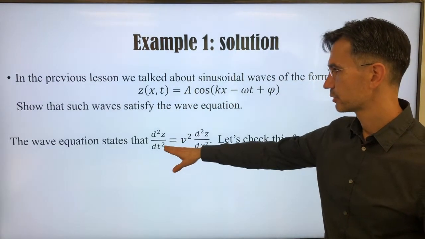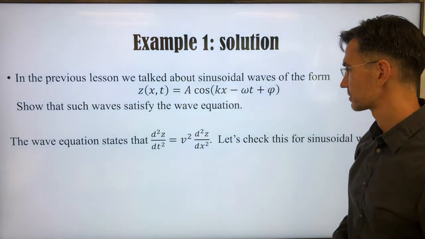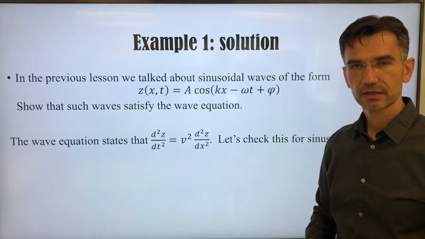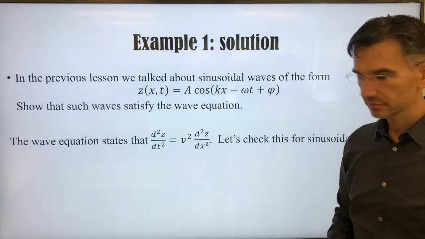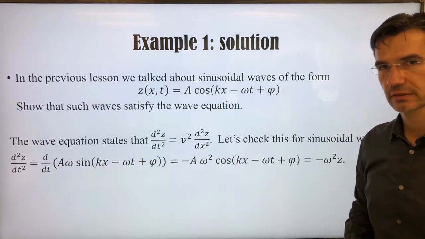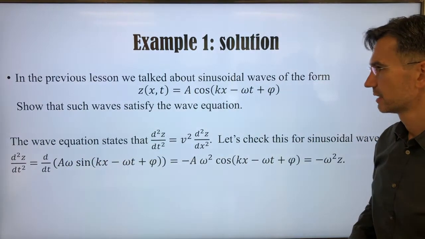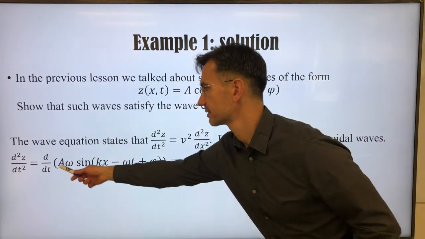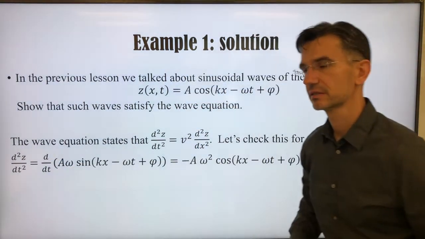This was our wave equation from the previous slide. So let's just put in the derivatives, calculate them, and check. We do the second derivative of z with respect to time first, this being the acceleration. Here I've already taken the first derivative, and there's one more derivative with respect to time to take.